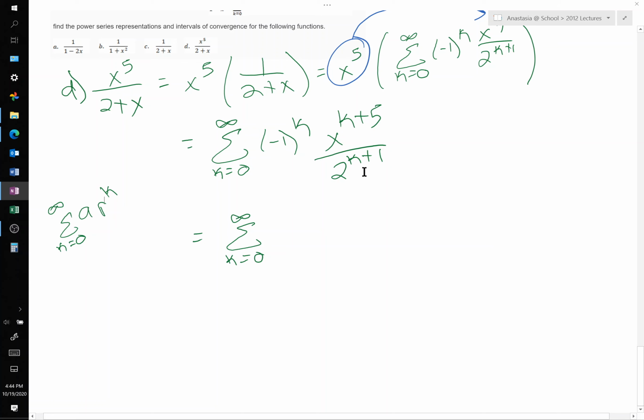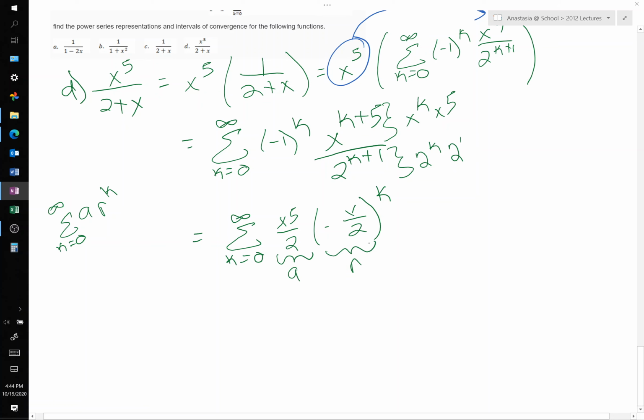So let's see if we can combine some things in terms of k. What I'm going to do first with this x to the k plus 5 is write that as x to the k times x to the fifth. In the denominator, I'm going to write that as 2 to the k times 2 to the first. All of these things that are raised to the kth power, including the negative 1 to the k, I'm going to combine. So we're going to have negative x over 2 to the kth power. And these other things, x to the fifth and 2, I'm going to write outside. So this becomes our a value, and that becomes our r value.